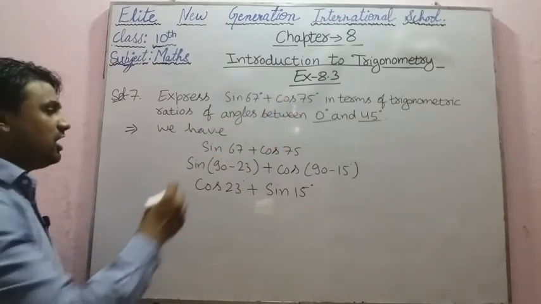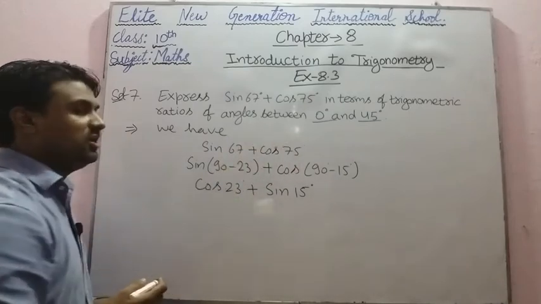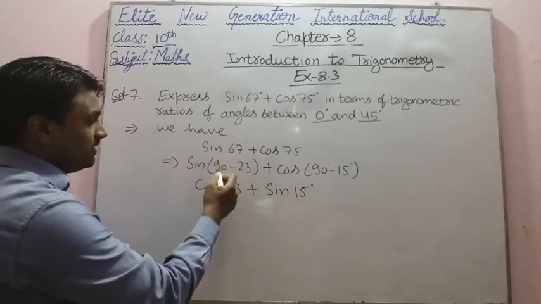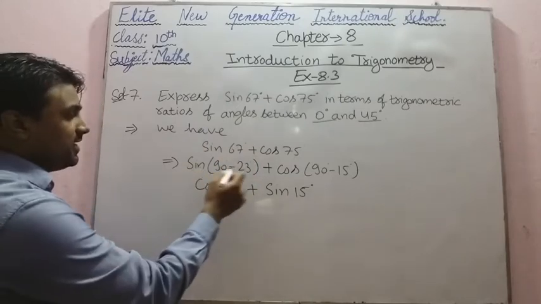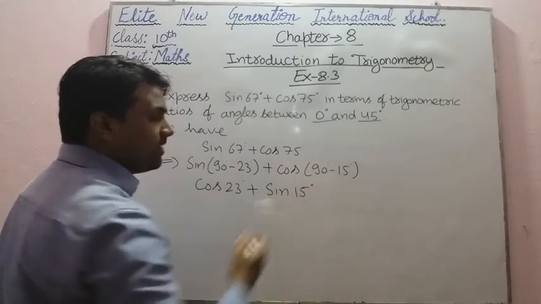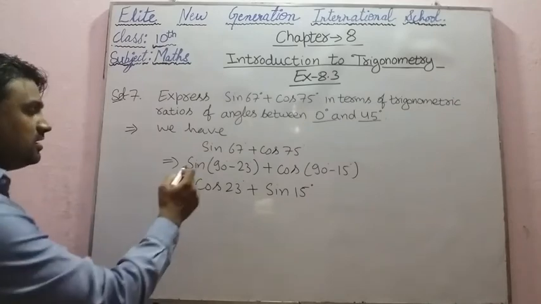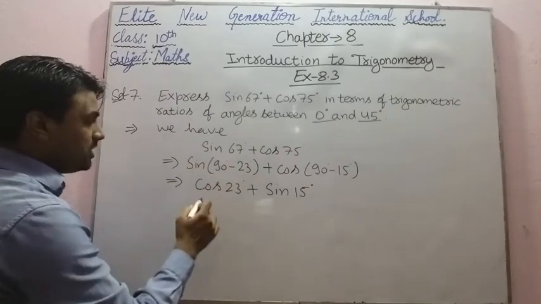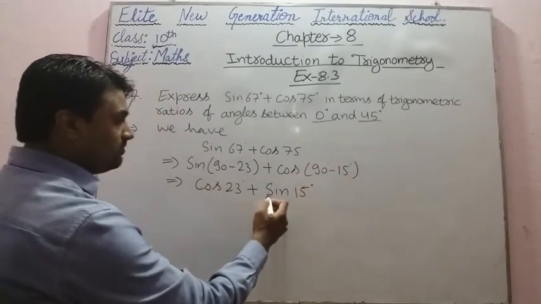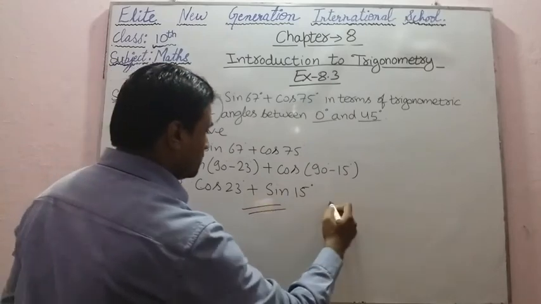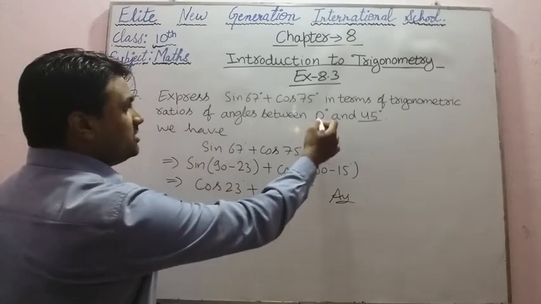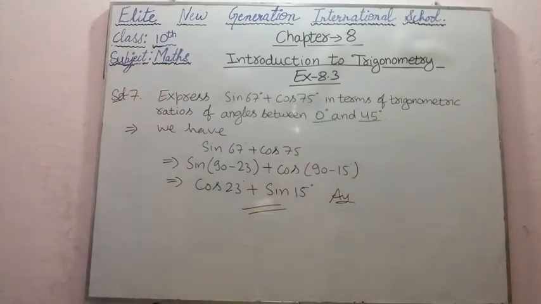So here first of all we have sin 67 plus cos 75. Here in place of 67 we can write 90 minus 23, so it will be sin (90 minus 23) plus cos, and in place of 75 we can write 90 minus 15. Now by applying the formula, sin (90 minus A) will be cos A, so it will become cos 23, and cos (90 minus A) is sin A, so it will become sin 15. So this will be the answer. In this way we can say that these angles 23 and 15 are angles between 0 degree and 45 degree. So this is the answer.